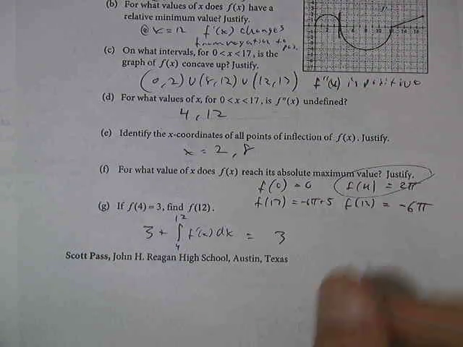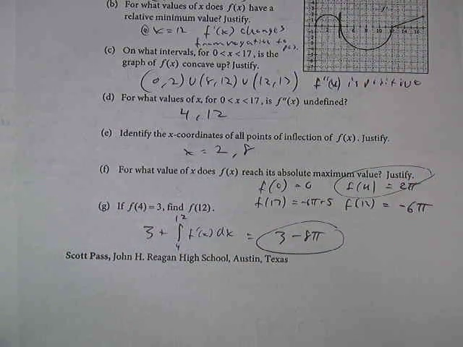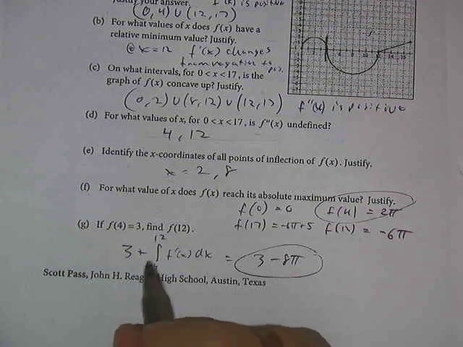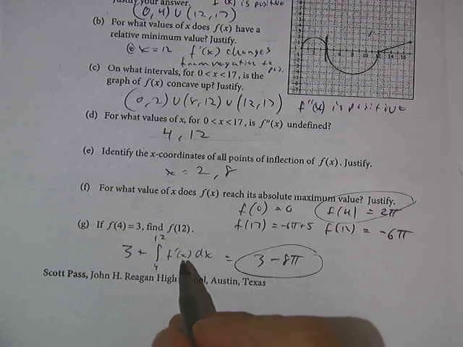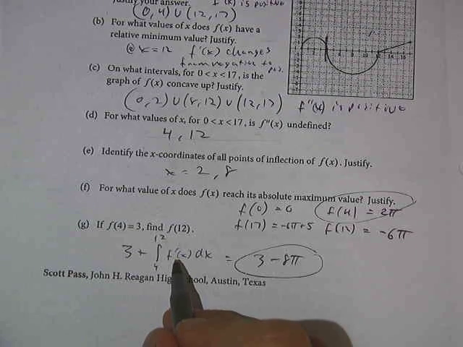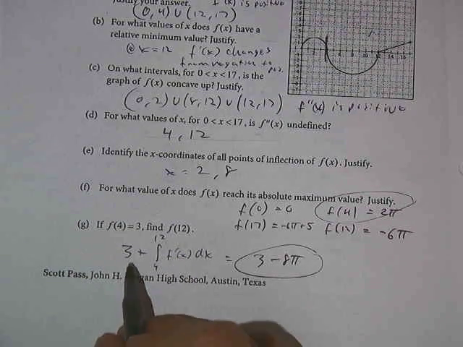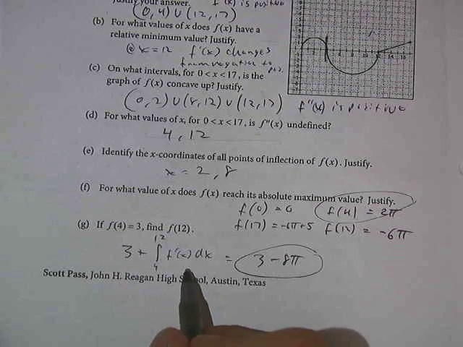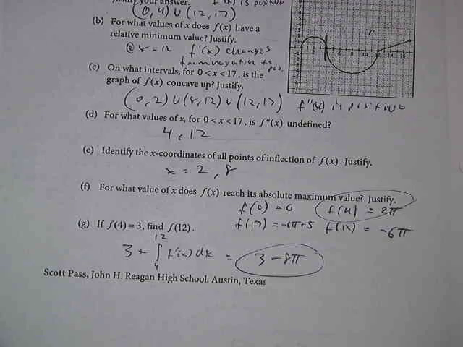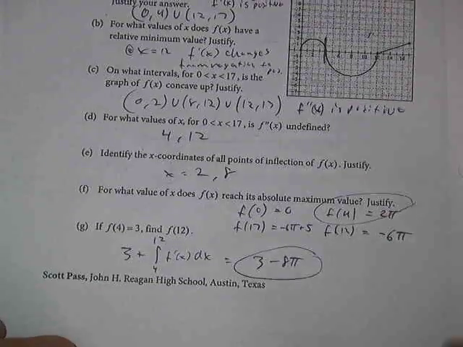And finally, if f of 4 is 3, we want to find f of 12. So we know that f of 4 is 3. Keeping in mind then that we went from 4 to 12 of our f prime function dx, we'd accumulate some area. We were at 4, we're already at the value of 3, and we want to know where we're at when we're at 12. So if we just did the area under our curve from 4 to 12, and we add that to our initial value, which is 3, we'll be good to go. So the area from 4 to 12 we just said was negative 8 pi. So it would be 3 minus 8 pi would be our answer for that part.